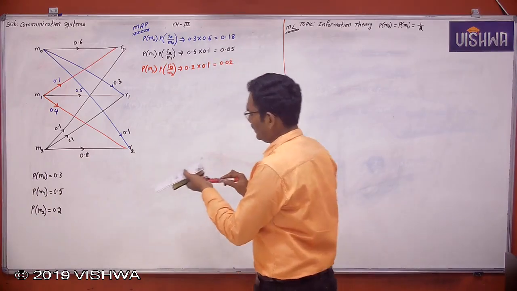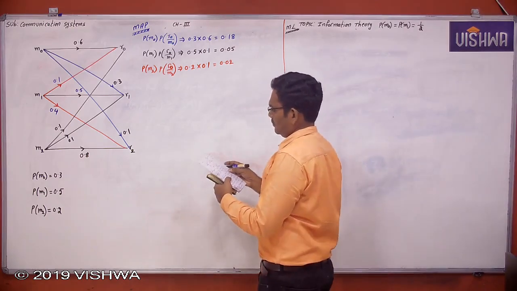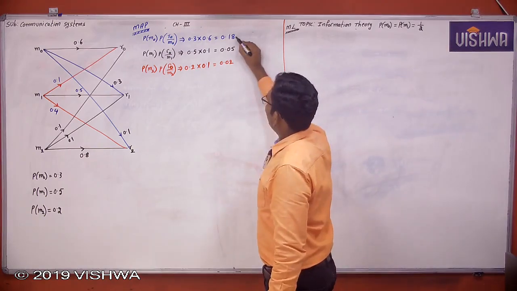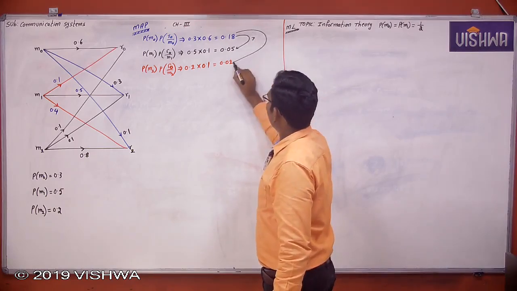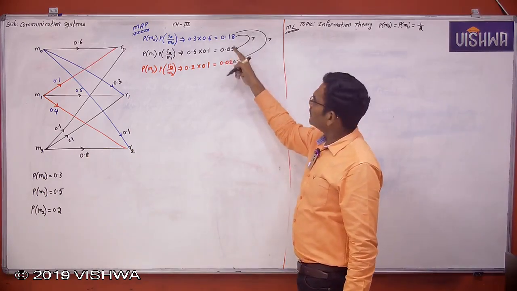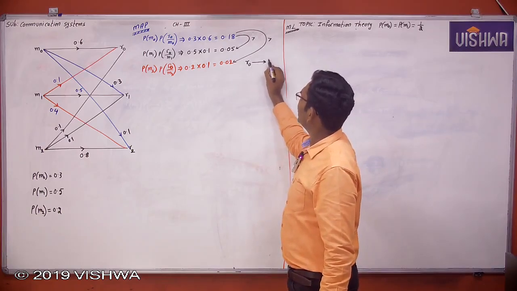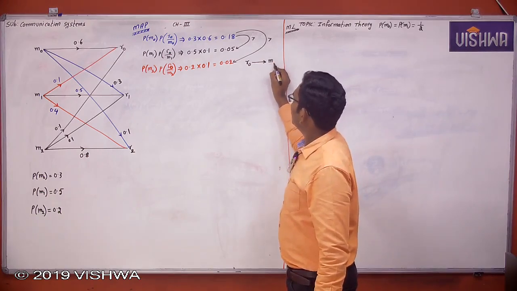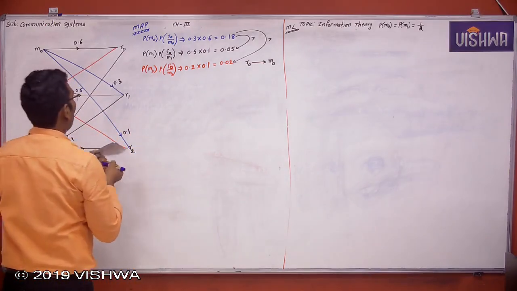Now you see here, I can easily explain. 0.18 is greater than this, and 0.18 is greater than this one also. Now this product is greater than these two, so definitely R0 is successfully decoded as M0. This is for the R0 case.